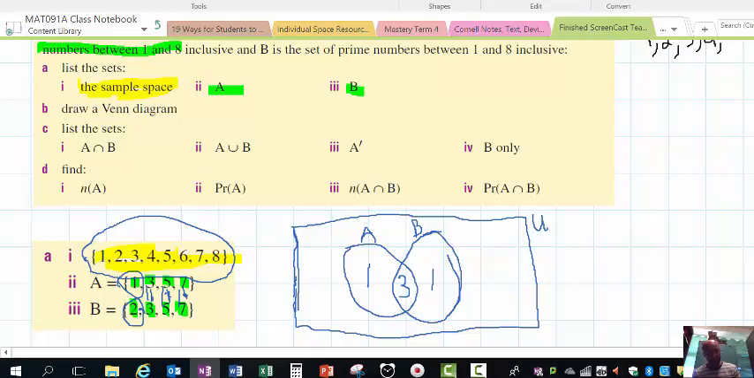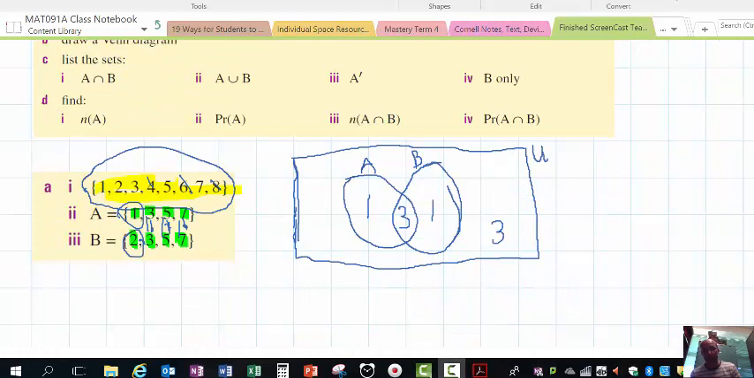How many numbers have we not accounted for? We haven't accounted for the number 4. We haven't accounted for the number 6. We haven't accounted for the number 8. So there's 1, 2, 3 more numbers there. That's our Venn diagram. Okay, next we've got to list the sets A intersection B.